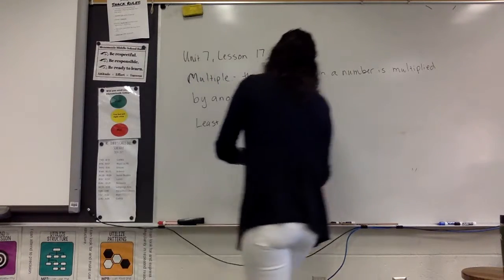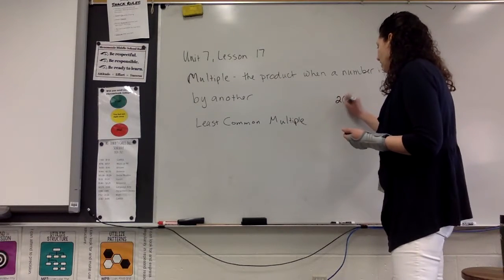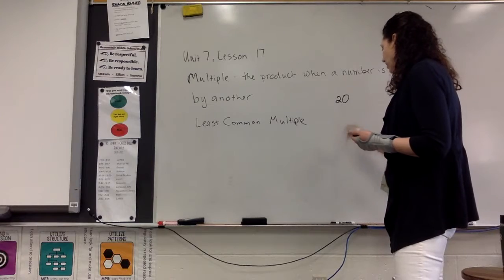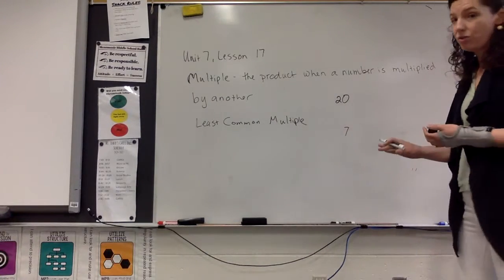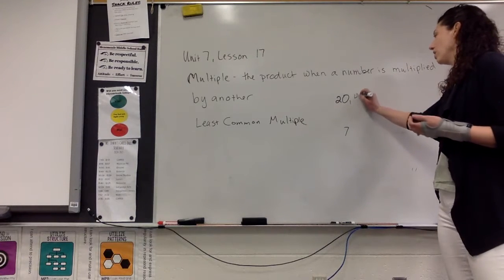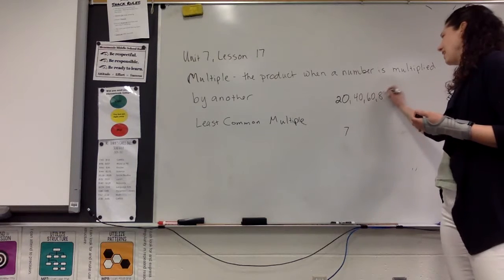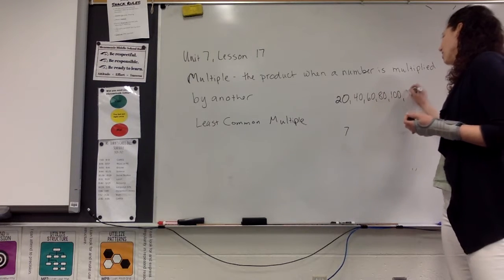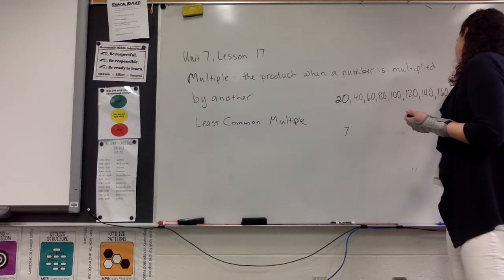So if, for example, I was looking for the least common multiple of like 20 and 7, right? One way I could do this is I could think about, I'm going to multiply 20. So I've got 20, 40, 60, 80, 100, 120, 140, 160, 180.